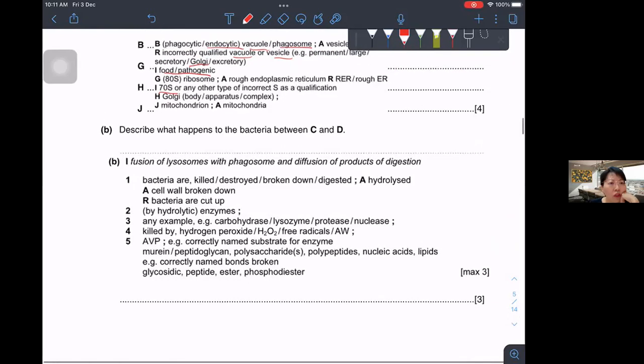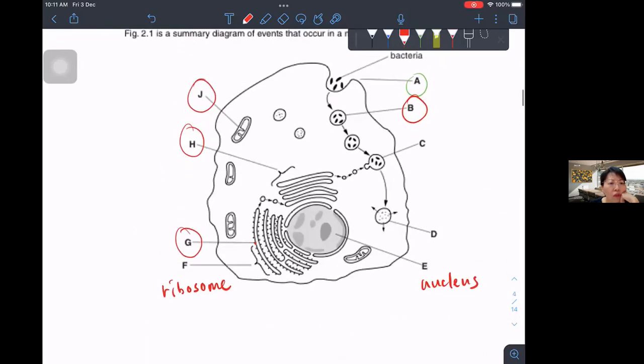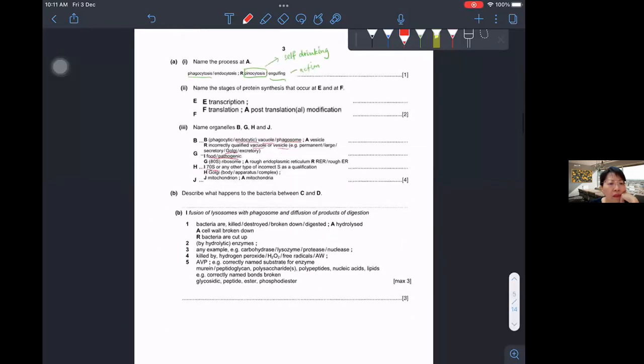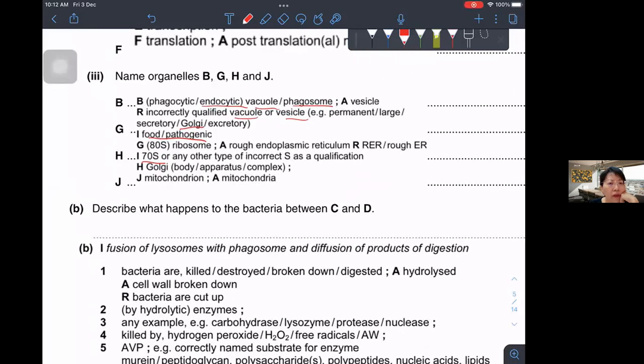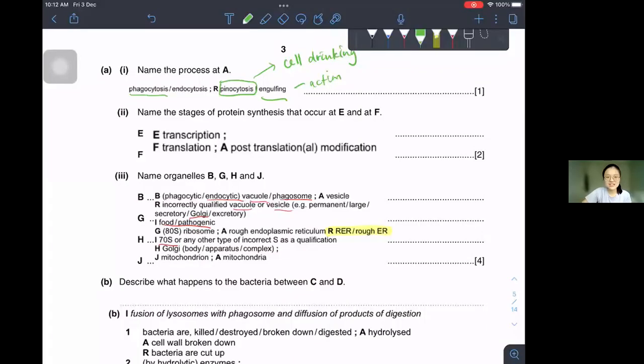Sian, can we go back to G? Just now the answer, the mark scheme. G, you see at the end there: reject RER and rough ER. That means when the student is asked to name the structure, you have to give the full name and spell it out, instead of using RER, which is an official short form but is not allowed. So you need to learn the full name and the spelling. Okay, thank you, teacher.